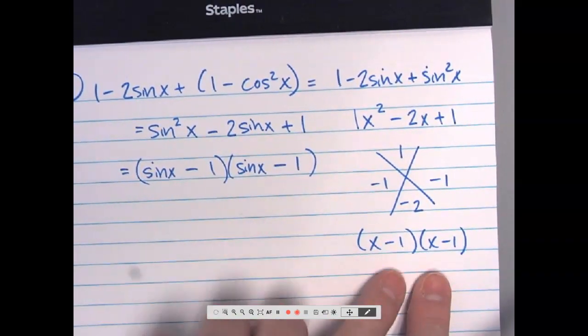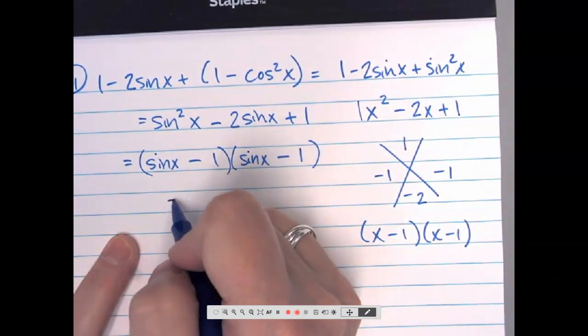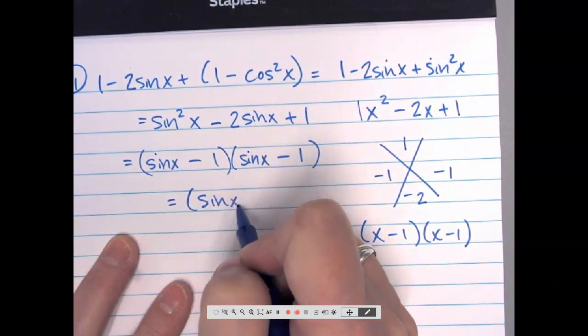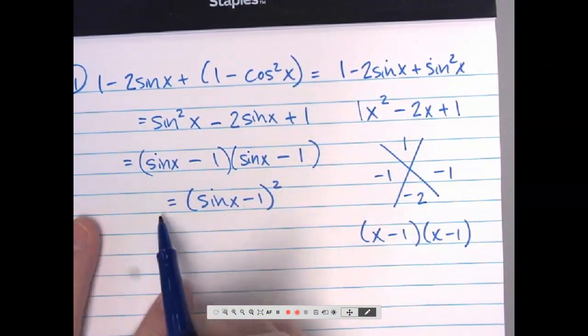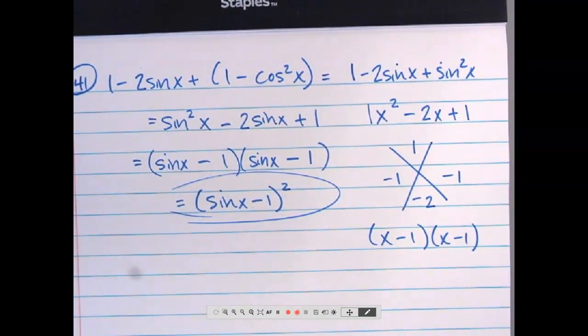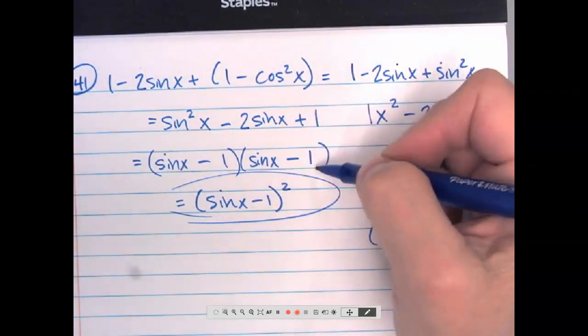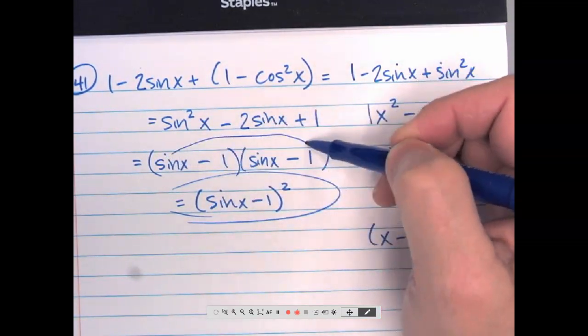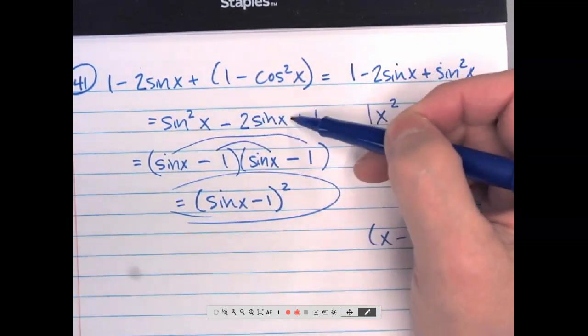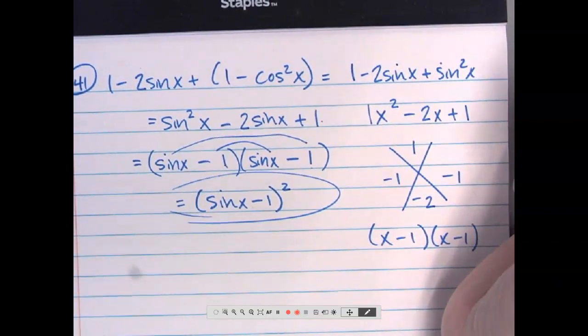Okay, so you can see how that factor and this correspond. And if I have two of the same thing, I can just write that sine x minus 1 squared. You could also leave it with two of them. Question on that one? What now? Because if I FOIL it all out, this gives me negative sine x, which is negative 2 sine x in the middle, and then negative 1 times negative 1 gives me positive 1. Okay, any other questions on that one?